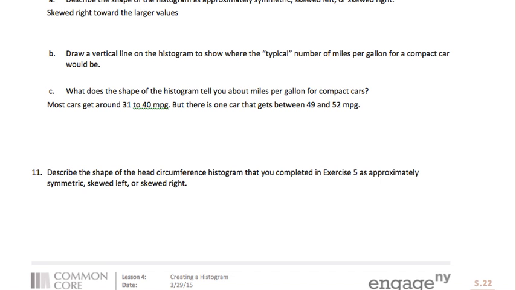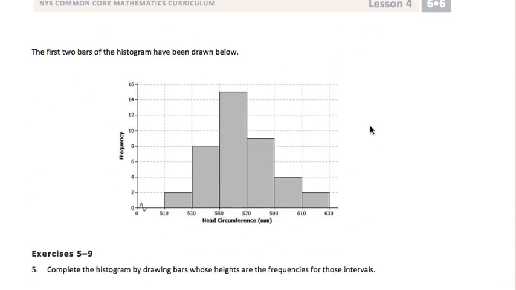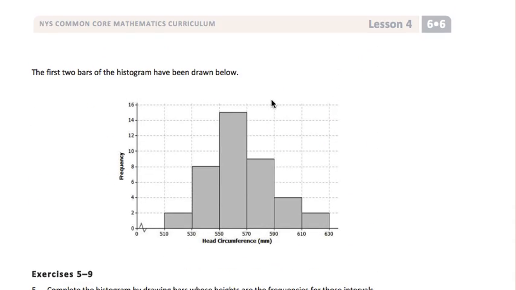If we describe the shape of the head circumference histogram that we had in exercise 5, we would say that that is approximately symmetric. No, nothing sticks out one way or the other.